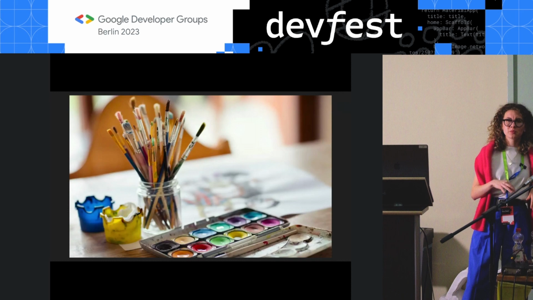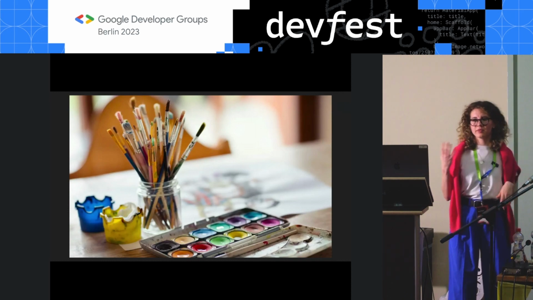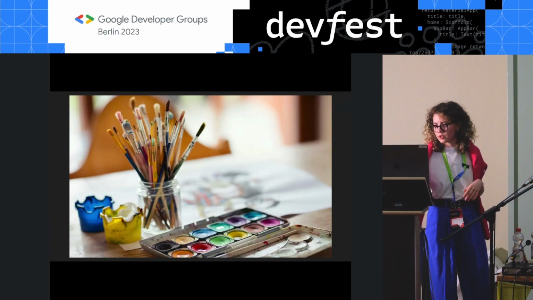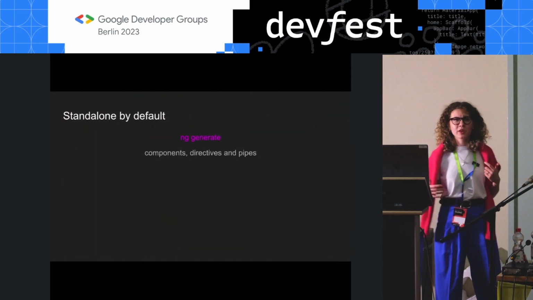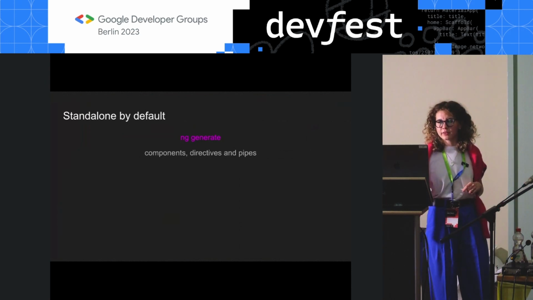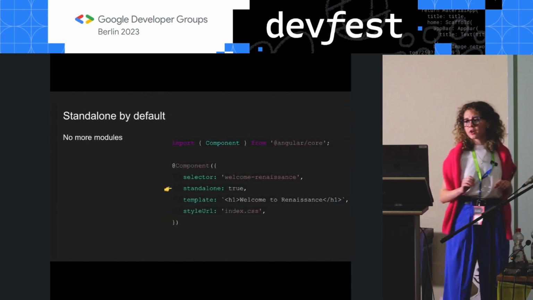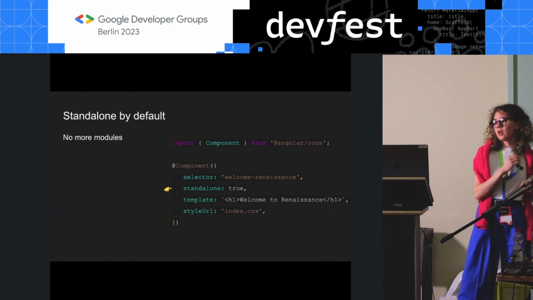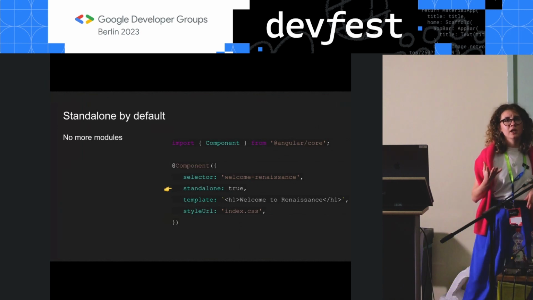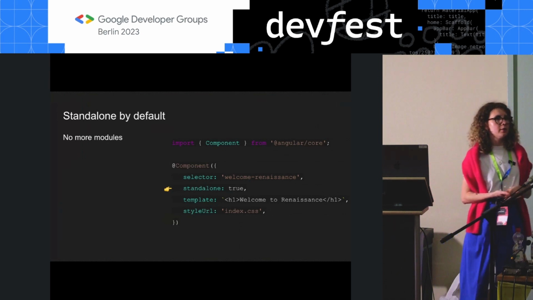And again, let's start small with the bread and butter of us as developers. Let's start with creating a component. What will it look like in the new version? Whenever you generate a new component, directive, or pipe, you will see that it comes as standalone by default. What does it look like in practice? You will see that your component is declared as standalone by default, so it's set to true. So there are no more modules, and I think it's pretty nice for new devs especially, because when I was starting, it was one of the most difficult concepts to learn about Angular.